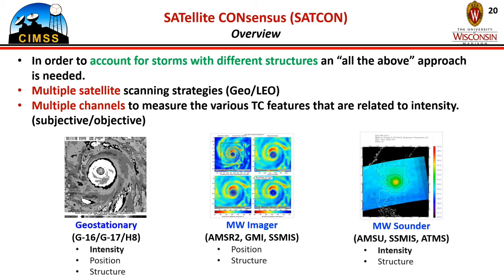To account for the different tropical cyclone storm structures, it's best to use different algorithms and know the strengths and weaknesses of each one. This is what SATCON does. It can combine the best attributes of different algorithms and provide the best estimate available. For geostationary, you can look at intensity, position, and structure elements. Microwave imager, you can look at position and structure. And then microwave sounders, it can look at intensity and structure algorithms that derive intensity estimates.